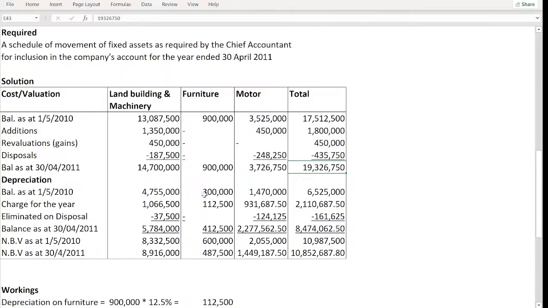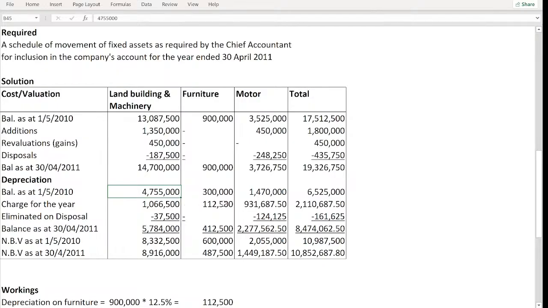Then you also have, for furniture, 300,000, and for truck or the motor, 1,470,000. So these are the accumulated depreciations. We can call them the balance since we are looking at the depreciation. So these are the balance on that date.